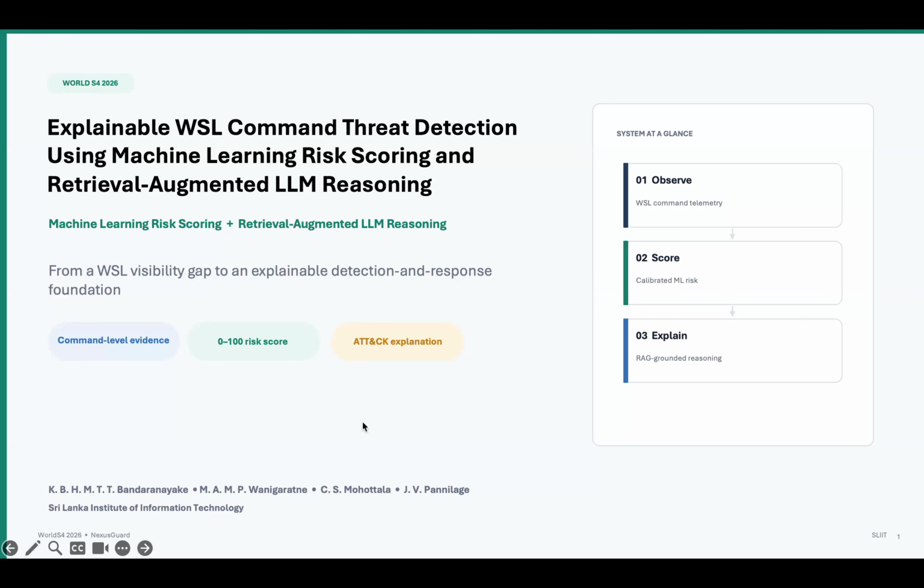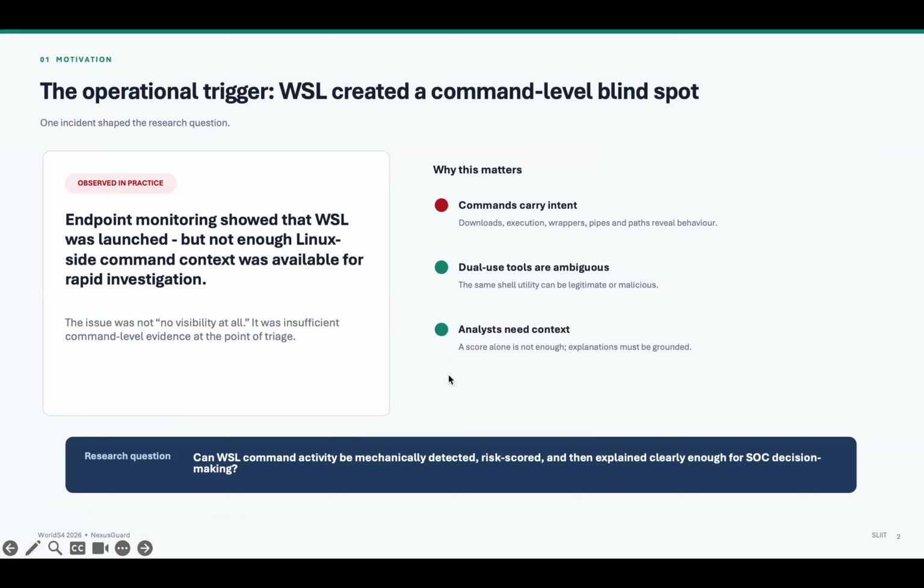So moving on, the project began from an operational visibility gap that I observed during an endpoint investigation during my trainee period. The endpoint platform showed that WSL had been launched, but the command level monitoring was not there. The problem was not a complete lack of visibility. The problem was that the analyst could see the execution environment, but not always the detailed command behavior occurring inside of it.